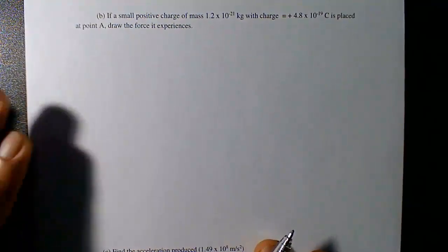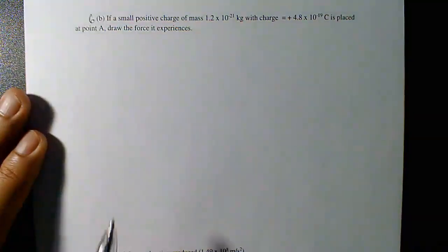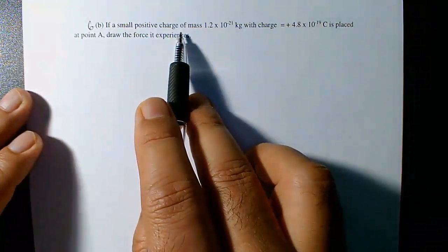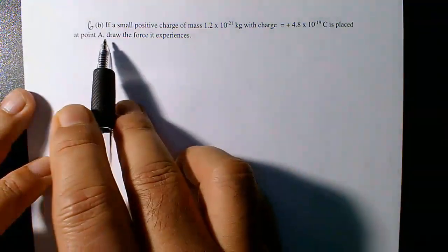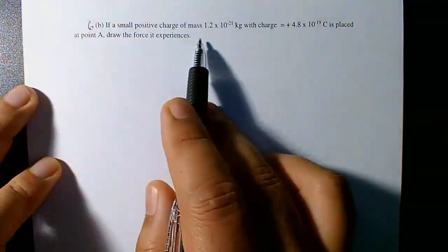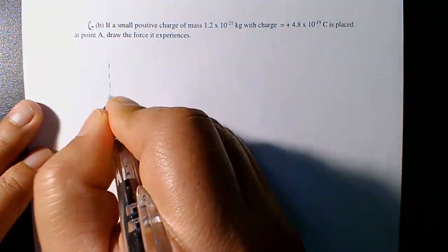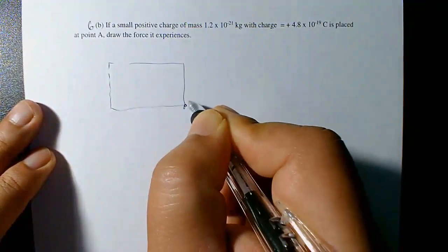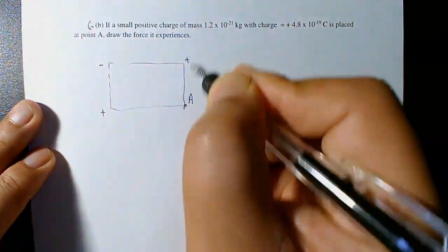So this is just the continuation of the same problem 6. Now this is part B. It says if a small positive test charge of this mass and this charge is placed at point A, draw the force it experiences. Remember you had a square, and point A was this. You have positive charge, negative charge, positive charge.